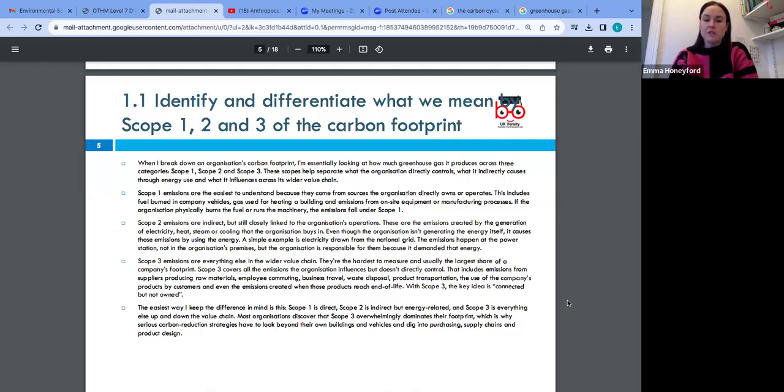Most organisations discover that Scope 3 overwhelmingly dominates their footprint, which is why serious carbon reduction strategies have to look beyond their own buildings and vehicles and dig into purchasing, supply chains and product design. Even within an accounts team, within financial teams, you've got really good insight into where the money's going and which products are being used. So looking at your accounts is a really good way to see where the money's going and whether it's impacting or driving greenhouse gases.